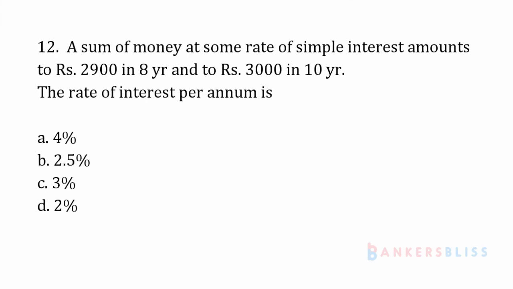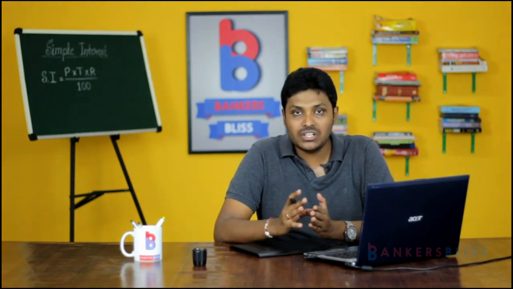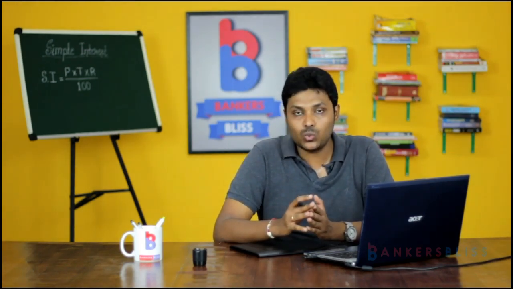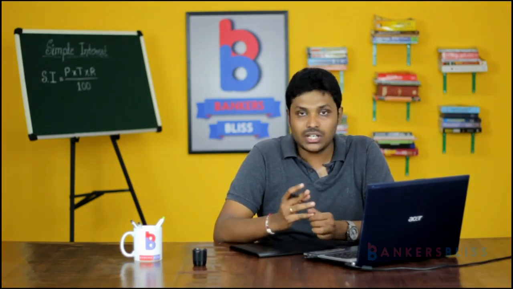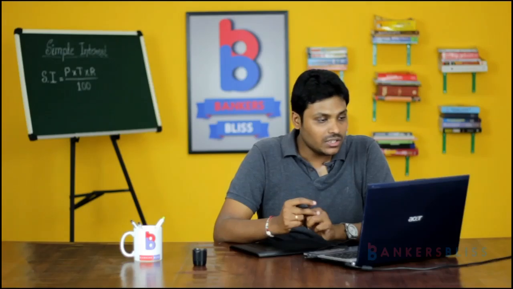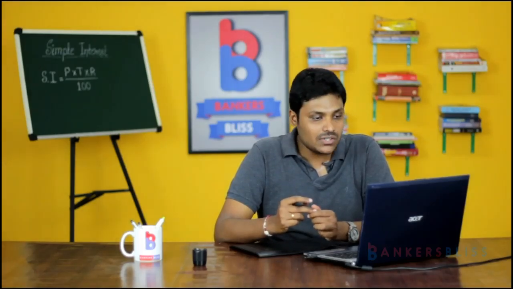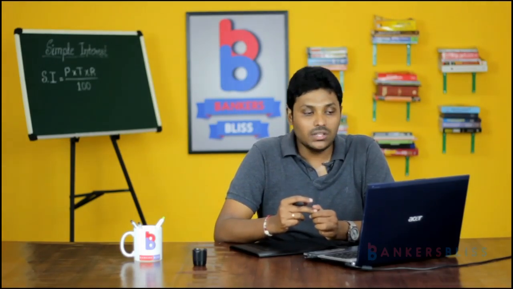A sum of money at some rate of simple interest amounts to rupees 2,900 in 8 years and to rupees 3,000 in 10 years. The rate of interest per annum is how much? So you have to calculate the rate of interest per year. We don't know the interest amount, we don't know the principal amount, but the only thing we know is two different time periods, 8 years and 10 years, and two different amounts, 2,900 and 3,000.